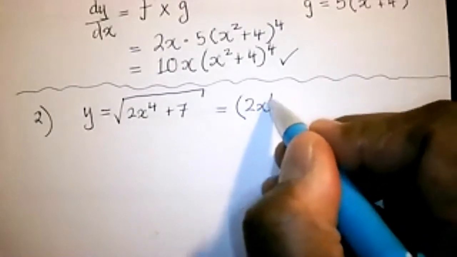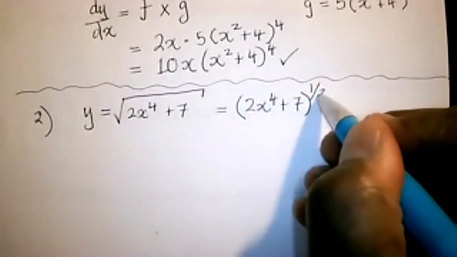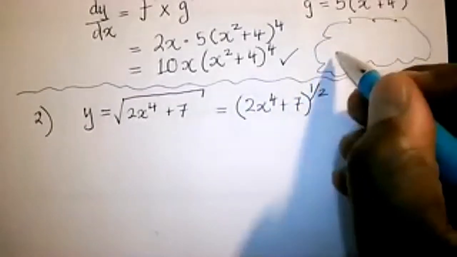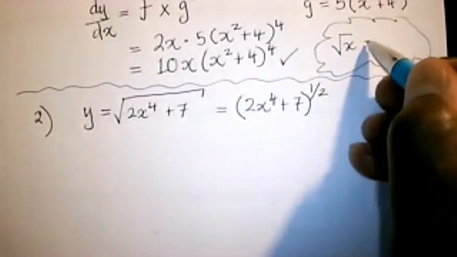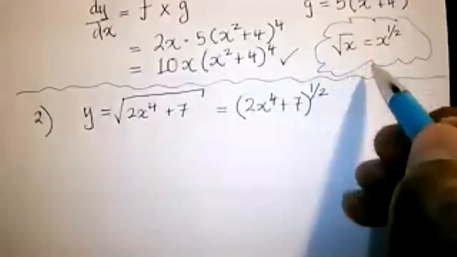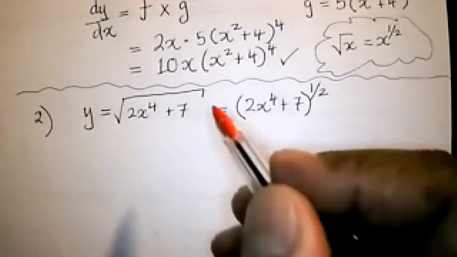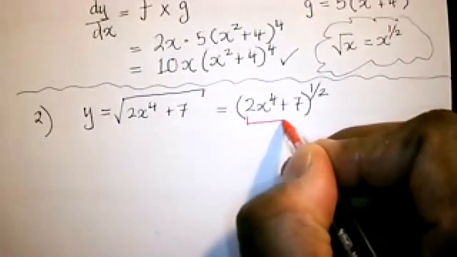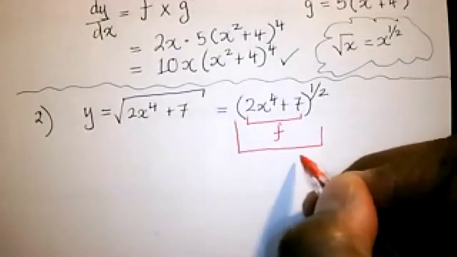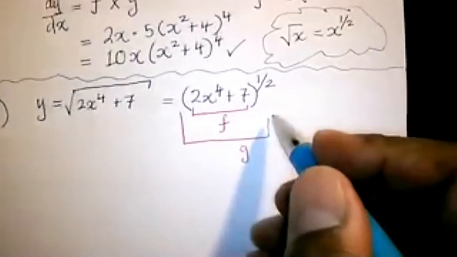So this becomes 2x to the power 4 plus 7, all to the power of a half. I take it that you guys know this relationship, that the square root of x in exponent form is x to the power 1 over 2. So this is the relationship that we're applying here. And the minute you do that, you automatically see that we've got an inner function, which we can call f, and then we've got an outer function, which we will call g. And we will proceed in exactly the same way as before.